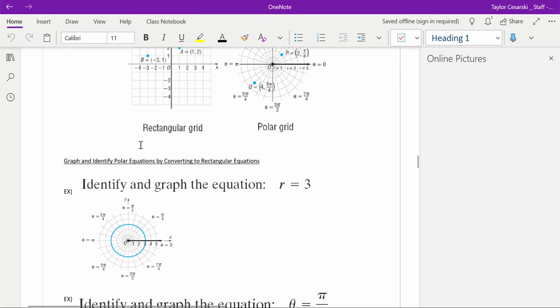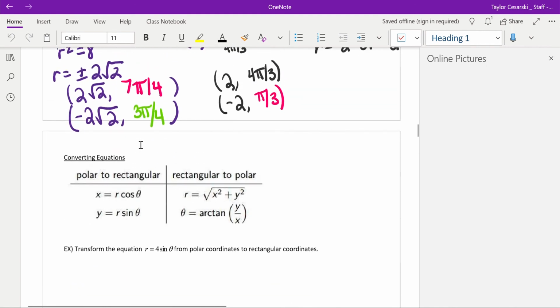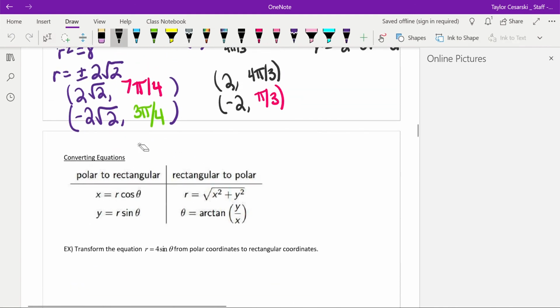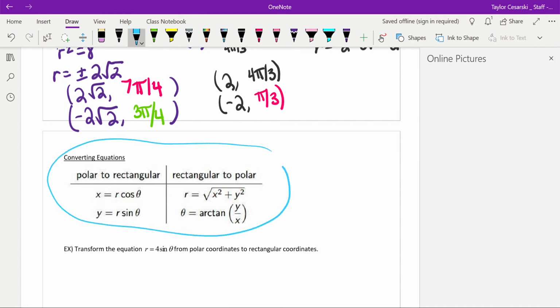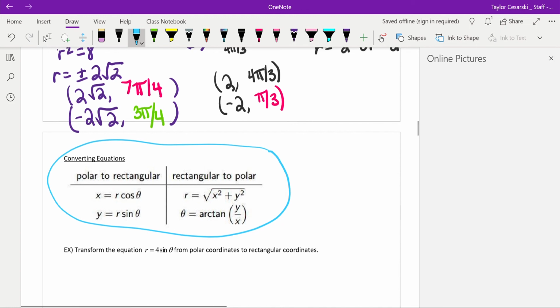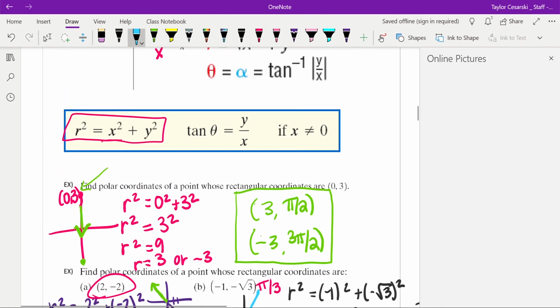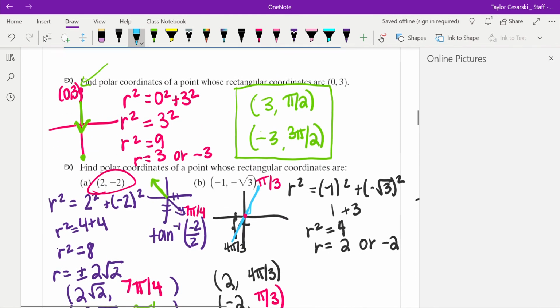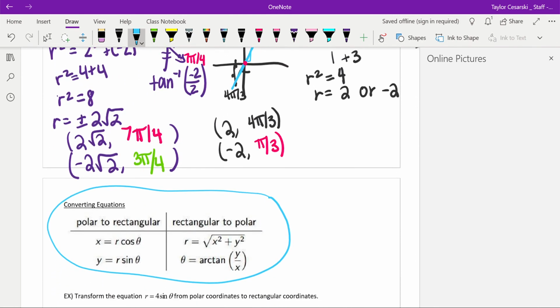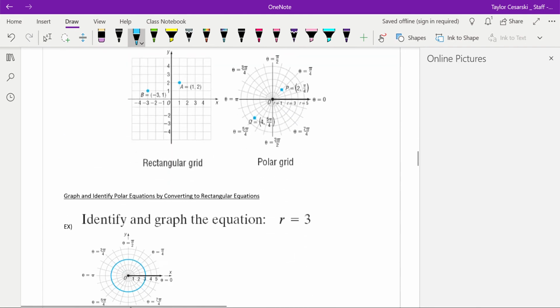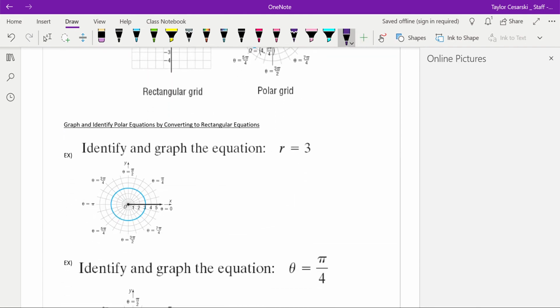A lot of stuff that we're going to use goes back to this converting equation. So x equals r cosine theta, y equals r sine theta, and then rectangular to polar, r equals the square root of x squared plus y squared, and theta equals tangent inverse of y over x. And we did use that stuff when we were finding polar coordinates. So we are going to use the same principles as we did with coordinates, but this time we're applying them to equations.